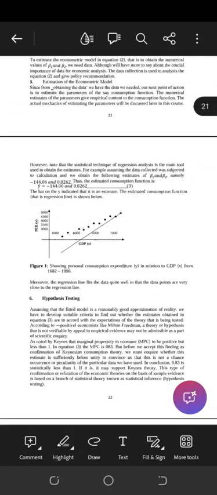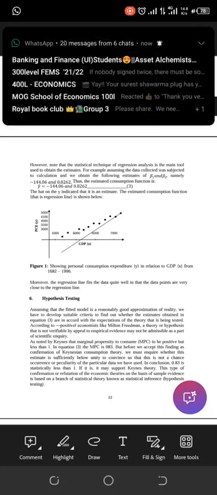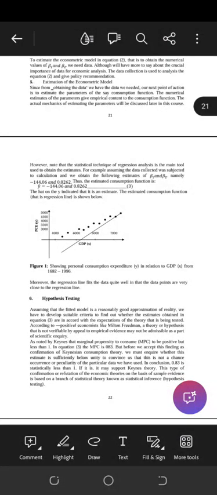Mo fẹ́ ká wo number 5, estimation of econometric model. So since obtaining the data, we have the data we needed. Our next point of action is to estimate the parameters. Our B1 and B2 yẹn, estimate the parameters of the consumption function.